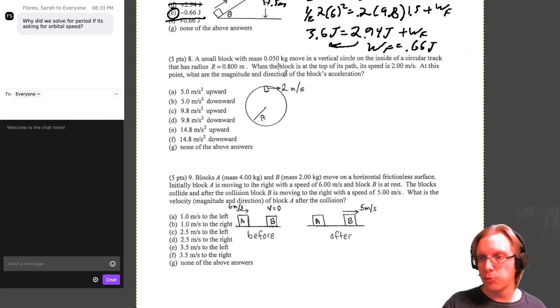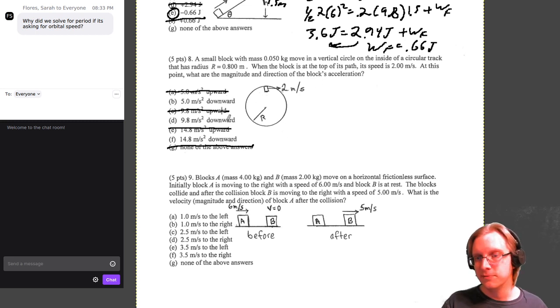A small block with mass of 0.05 kilograms in the vertical circle, okay? On the inside of a circular track has a radius of 0.8 meters. When the block is at the top of its path, it has a speed of 2 meters per second. At this point, what is the magnitude and direction of the block's acceleration? Well, the direction of the block's acceleration is always to the center of the circle. Since it is at the top, the center of the circle is down. Oh, look at that. Well, I'll wager I can guess what the answer is, because it's almost always never none of the above.